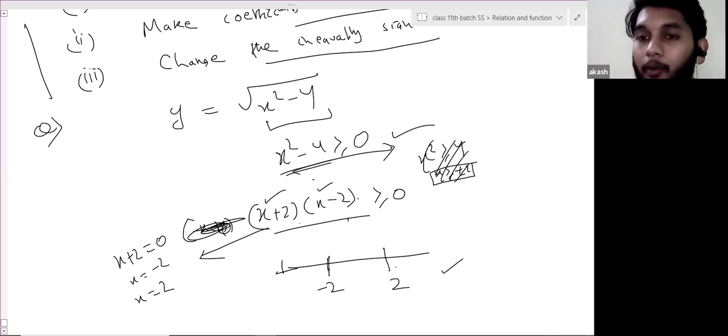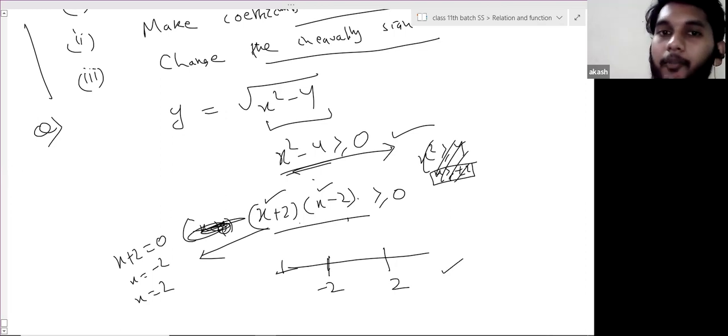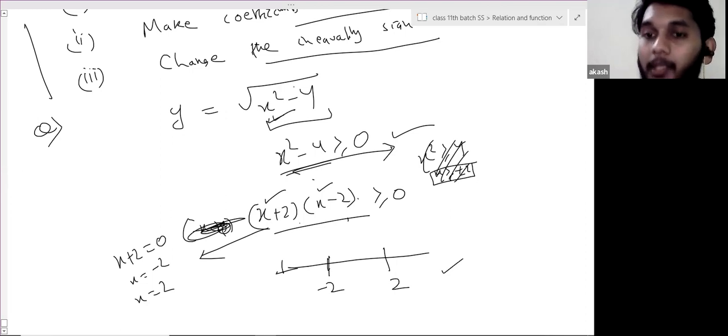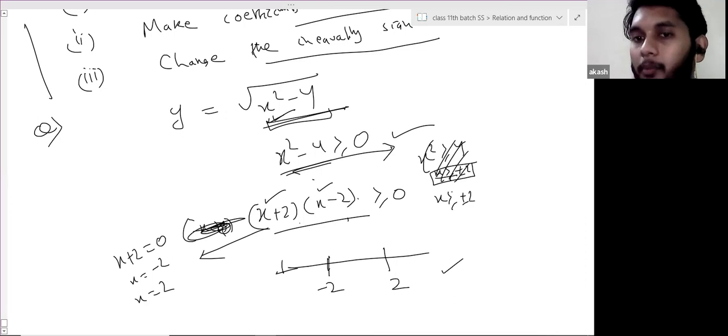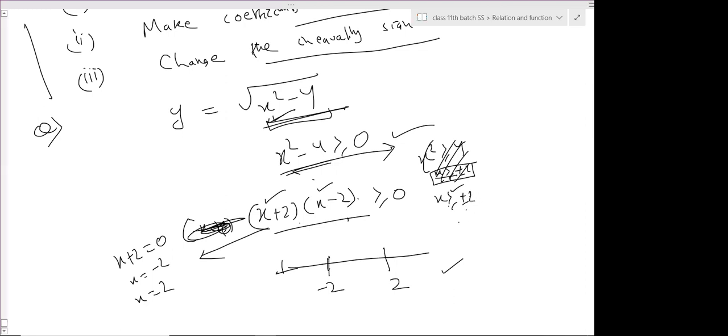See, we want to find all the values of x, right? If you put 2, then this becomes 0. If you put minus 2, this becomes 0. But there may be another value for which this is positive, right? This gives us x is greater than equal to plus minus 2, which is the wrong way to solve, because x is either greater than 2 or greater than minus 2. So how is that possible, right? Getting my point?